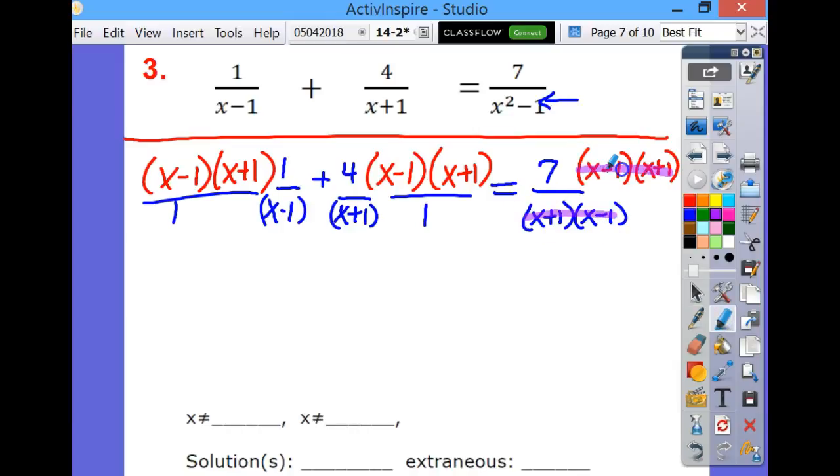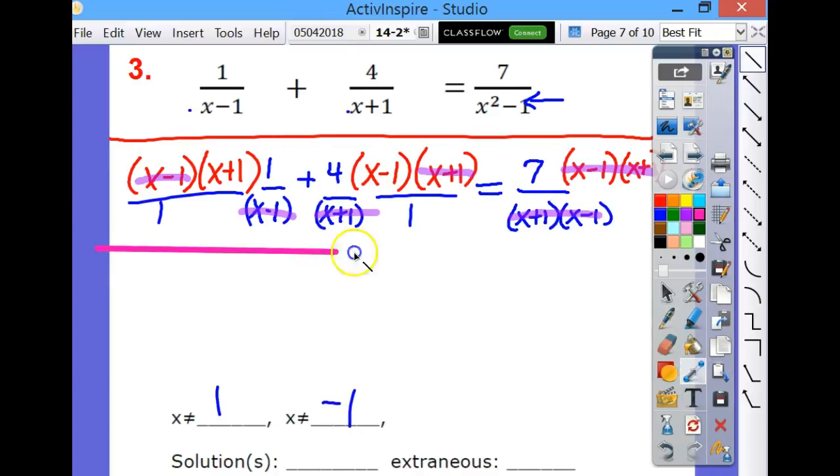This cancels this. X plus 1 cancels x plus 1. X minus 1 cancels x minus 1. I told you I was going to forget it. What did I forget to do first? Look at the denominators. This denominator can't equal 0. If you add 1 to both sides, you have that. This denominator can't equal 0, so x cannot be equal to -1. I told you if I didn't do it at the beginning, I forget.